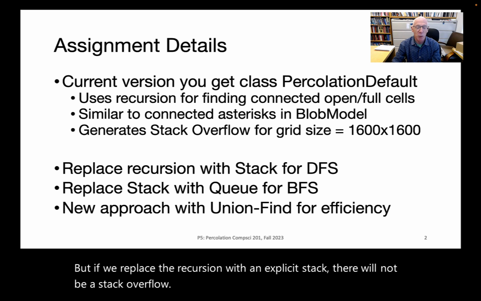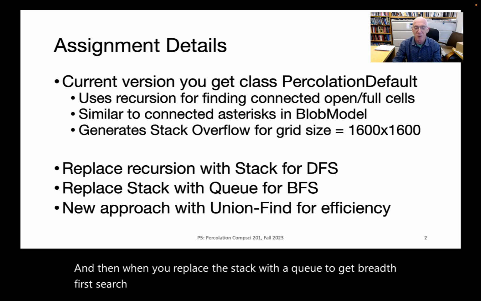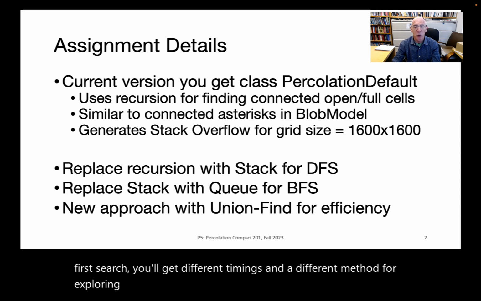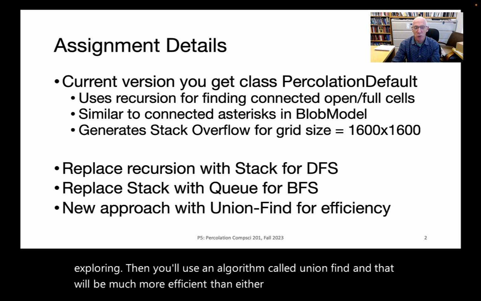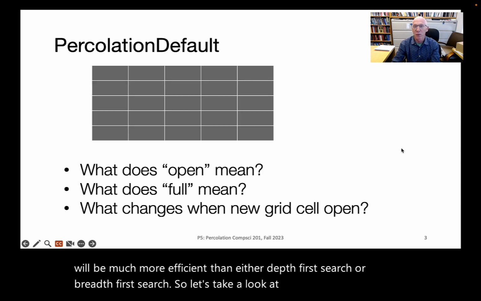And then when you replace the stack with a queue to get breadth-first search, you'll get different timings and a different method for exploring. Then you'll use an algorithm called UnionFind, and that will be much more efficient than either depth-first search or breadth-first search. So let's take a look at what Percolation Default does.